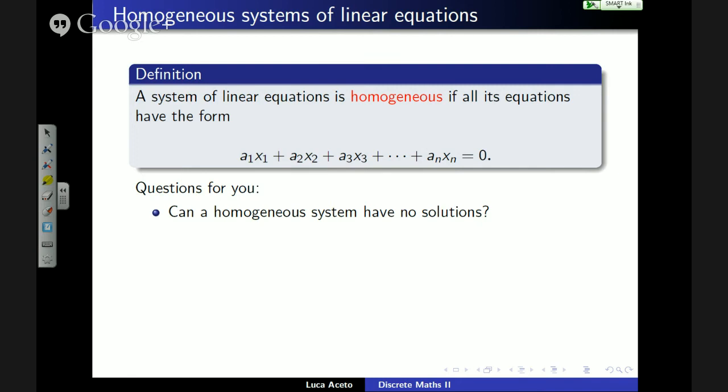Now, question: can such a system of equations have no solutions whatsoever? Or are we always guaranteed that there is always at least one solution? That's not a trick question. Consider a simple case. If I tell you the system of equations consisting only of one equation, 2x plus y equals 0, does it have an obvious solution that you can find out without calculating anything? Yes. Which one is it?